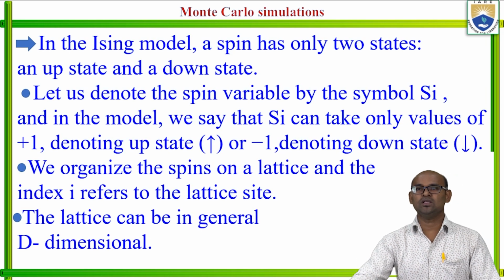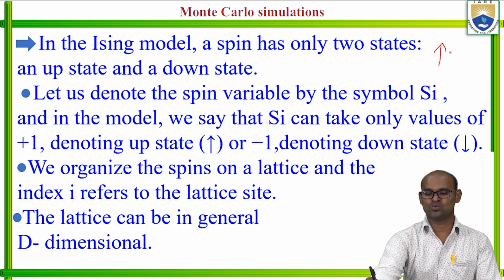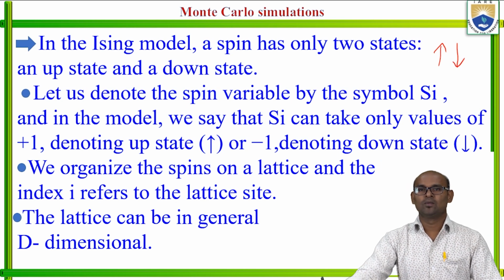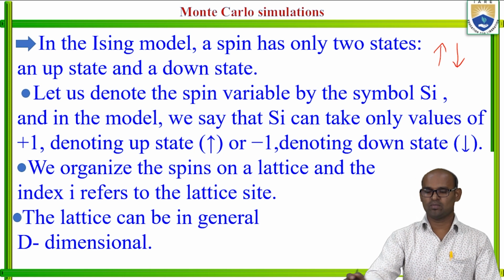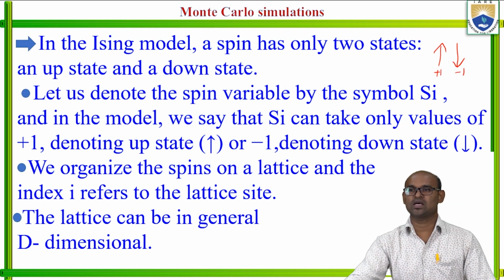So in the Ising model, a spin has only two states, up and down. Let us denote the spin variable by the symbol S_i, and in the model, we say that S_i can take only values of +1 and -1. When the spin is oriented in the up direction, we take it as +1, and when the spin is oriented in the down direction, we take it as -1.